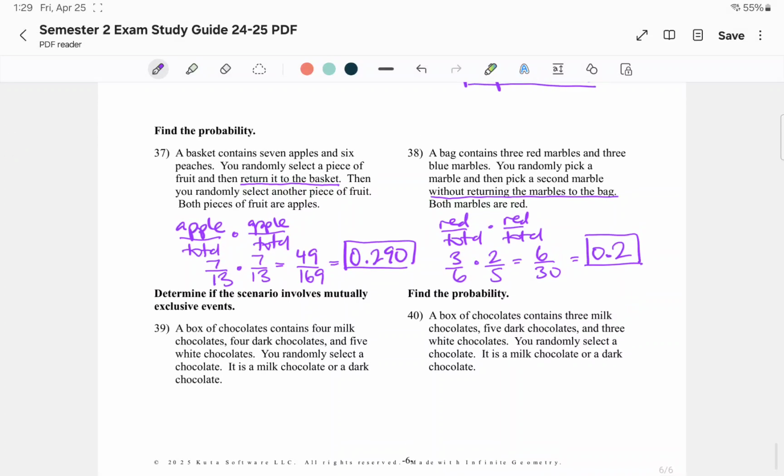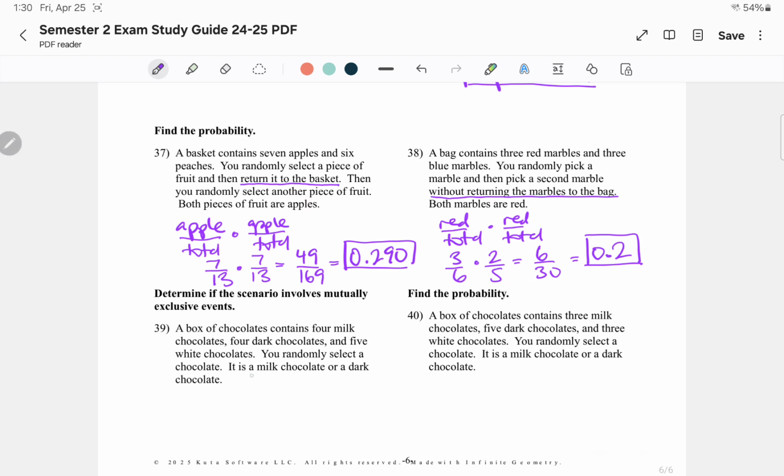Last 2. Number 39 is just determining if it's mutually exclusive. So it says a box of chocolates contains 4 milk chocolate, 4 dark, 5 white. You randomly select a chocolate, it is milk or dark. Mutually exclusive means the two things are separate, completely separate. If there's any overlapping at all, then it's not mutually exclusive.